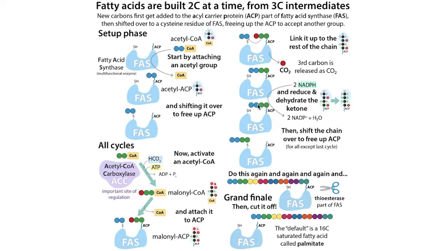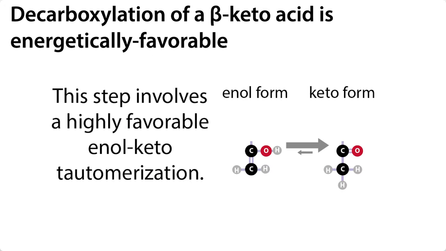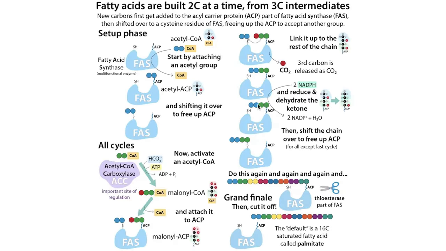You're going to build two carbons at a time, but you're going to build them from a three-carbon intermediate called malonyl-CoA. Malonyl-CoA was made through the ACC step through carboxylation. Malonyl-CoA is kind of the activated form because it has this beta-keto acid. Beta-keto acids are favorable to decarboxylate, and when they decarboxylate, the energy from that can be used to attack onto the growing fatty acid chain.